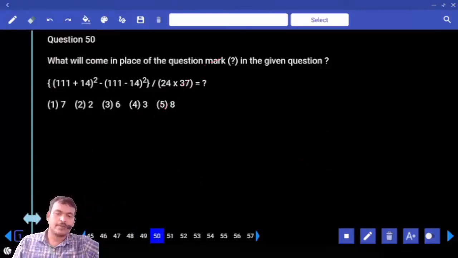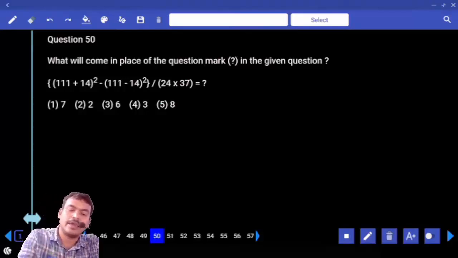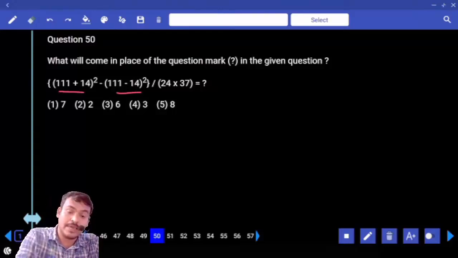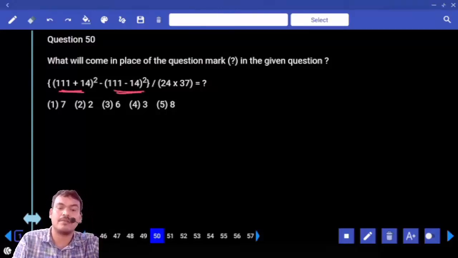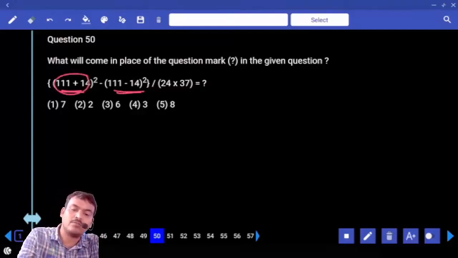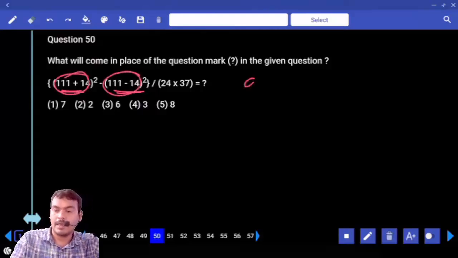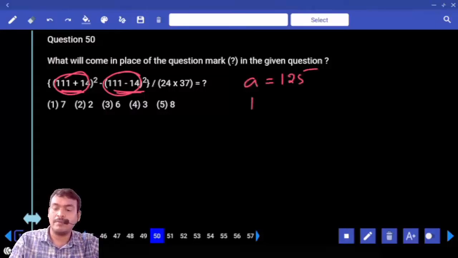Next, first priority, numerator. In the numerator, a plus b whole square minus a minus b whole square. In a square minus b square format, it will be a plus b into a minus b. What is the a value? 125. What is the b value? A value is how much? 125. 5. What is the b value?